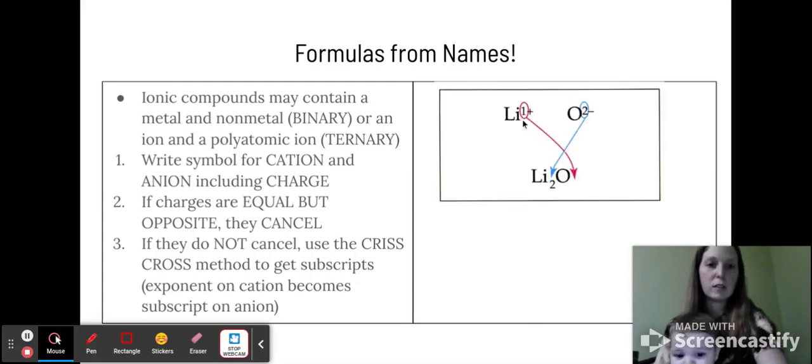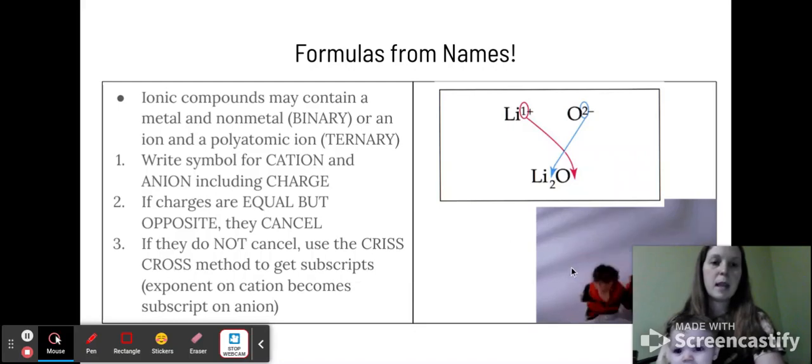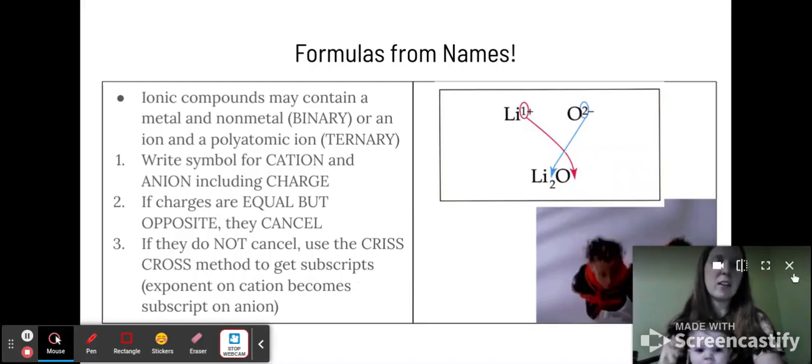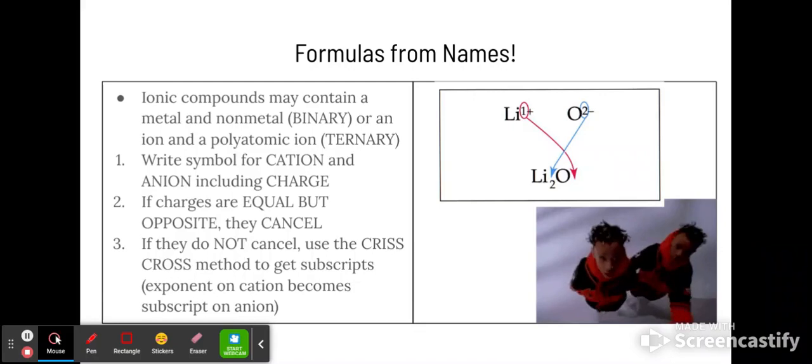So let's show you what that looks like here. If we are trying to figure out the formula for lithium oxide, we've got Li+1 for lithium, O2- for oxide. These charges are not equal but opposite, so you would circle just the number, not the symbol for the charge, and then you would crisscross them to become the subscript on the opposite element. And this is a reference to a song from the 90s by a little band called Crisscross. You can ask me about that in class if you want to know more.